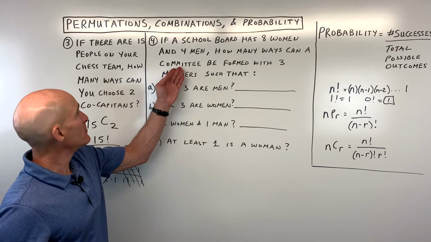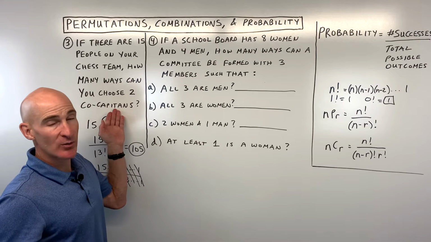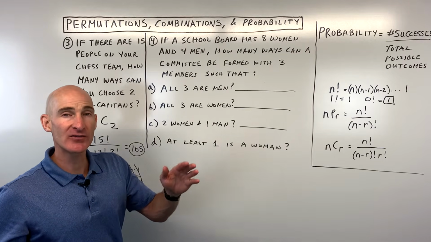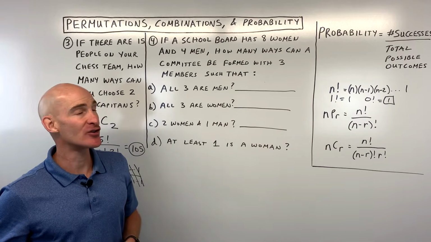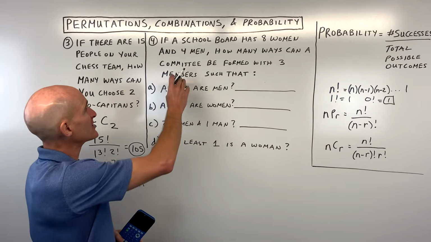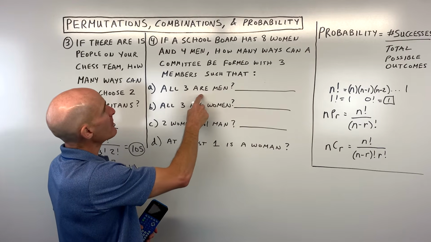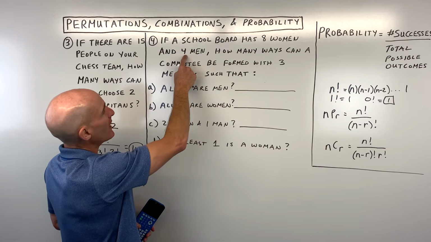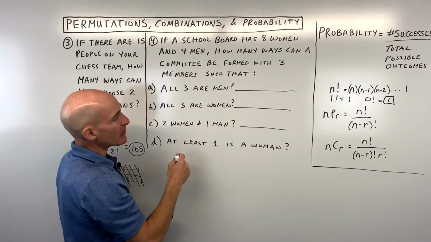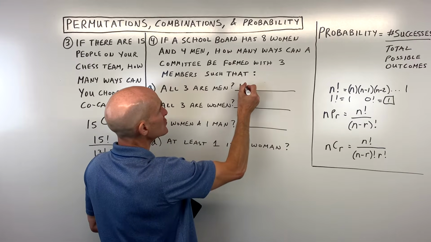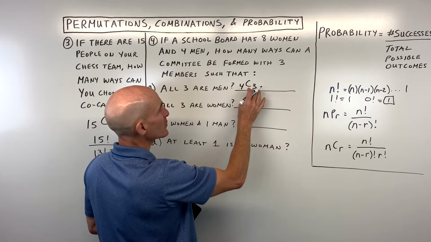Now when you see the word committee, it's very similar to what we did with the co-captains. So the order is not important, right? Because it's not like there's a president, vice president, secretary, treasurer. The order is not important when it's a committee. They're just all together. So it says all 3 are men. So we know that there's 4 men, and the order doesn't matter. So we're saying out of 4, how many ways are there of choosing 3? So we would say 4C3.